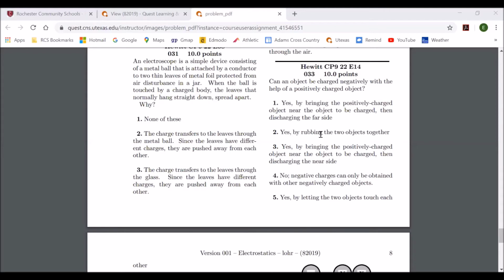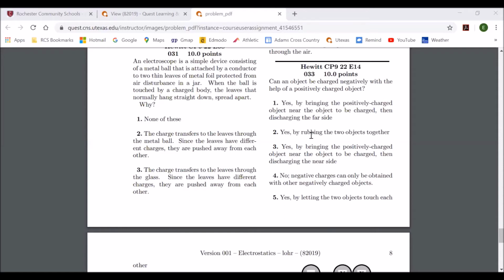Yes, rubbing two objects together. That's not going to do what we want to do. Let's see here. Yes, by bringing the positively charged object and touching the near side. So it looks like for me, option 1 or 3, because it's yes, it's polarizing, and it's touching one side or the other. So we'll draw this one out here. Number 4, no, negative charges can, nope. Letting two objects touch each other: if they both touch each other, they're going to share the charge, and so you end up with positive and positive. So it's going to be 1 or 3.